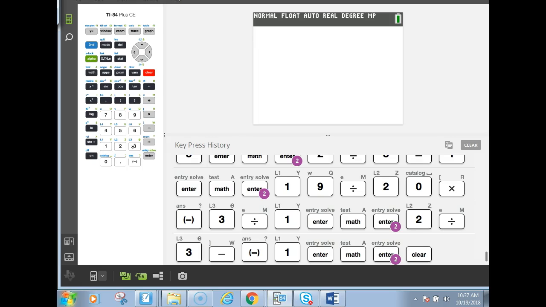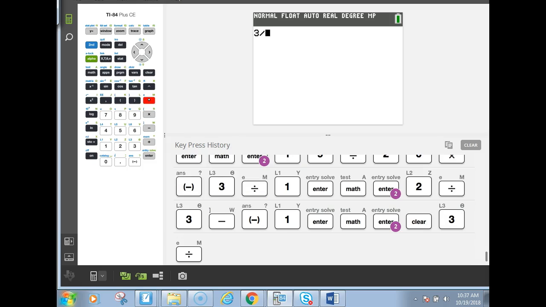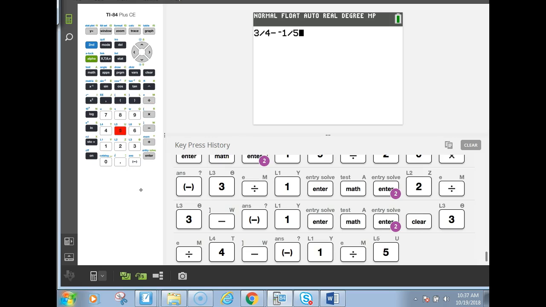Okay, so I just forgot my fractions. Was it 3/4? 3 divided by 4. That's what that means. And then we were subtracting what? Negative 1/5. Negative 1 divided by 5. Now I want to do the top separate from the bottom, just like I've been doing all along. So I'm going to hit enter, and I'm going to get a decimal, and then I'm going to tell the calculator to put it back to a fraction by doing the following. And this is how you can deal with fractions.